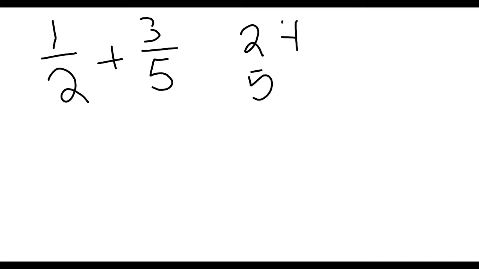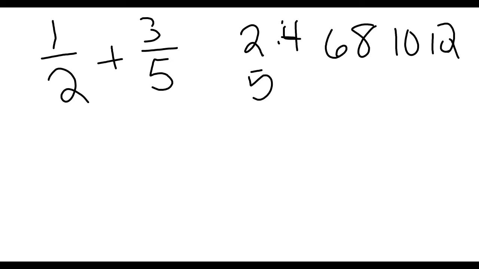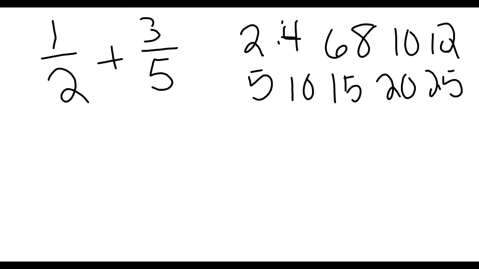2, 4, 6, 8, 10, 12. And now let's do some of our 5's. 5, 10, 15, 20, 25. So I'm looking for something that they have in common. If I made a list and there was nothing in common, I would just extend my list. In this case, both of them have the number 10. So I'm going to change both fractions so that their denominator is 10.